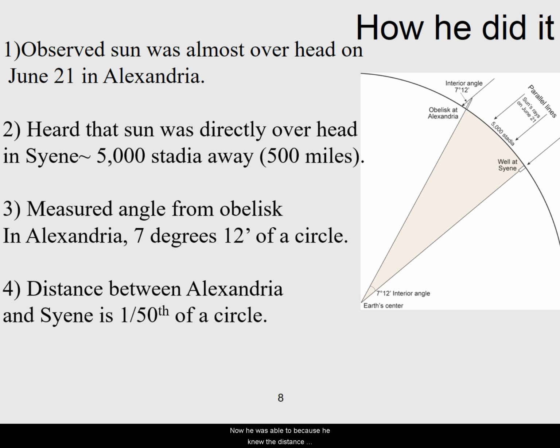Now, because he knew the distance between Alexandria and Syene, he was able to calculate that distance as being 1/50th of a circle. Okay, now there are some units in here that are a little new to us. For example, a stadia, that's a new term. A stadia is a unit of distance that was measured in early times because it would represent the distance that one could travel in a stadium.